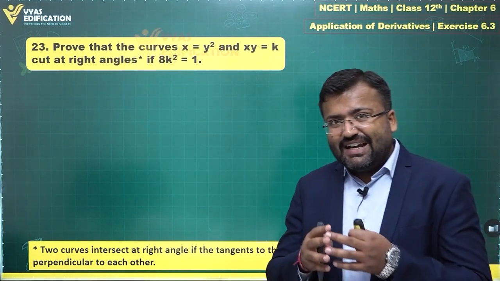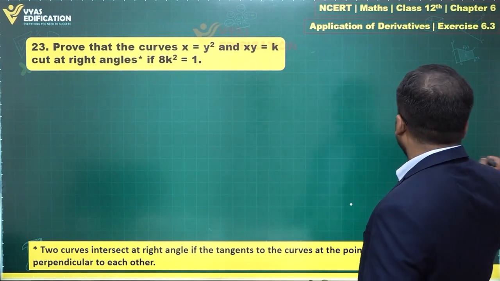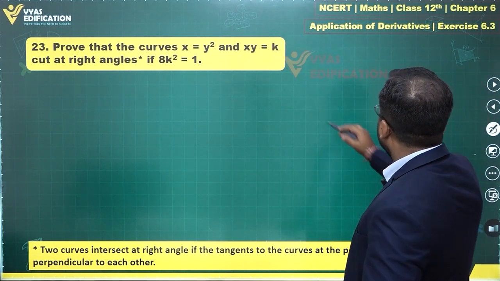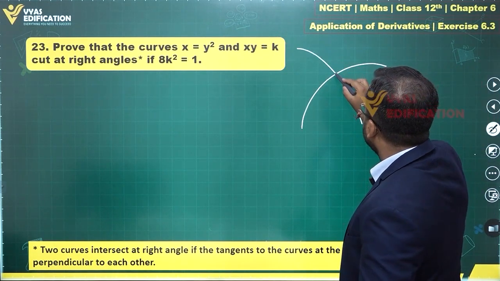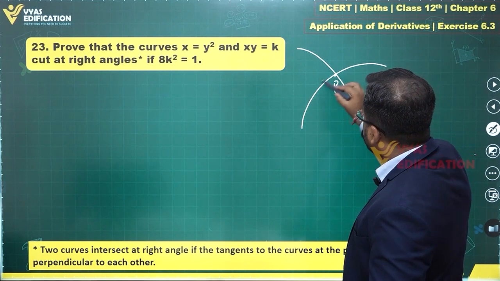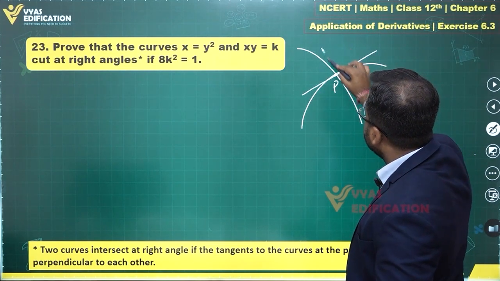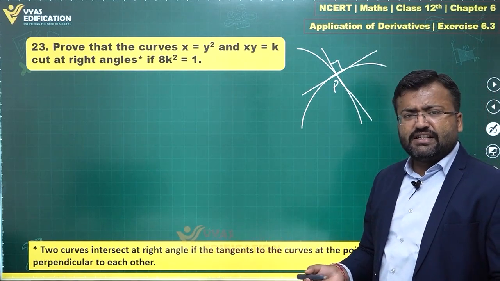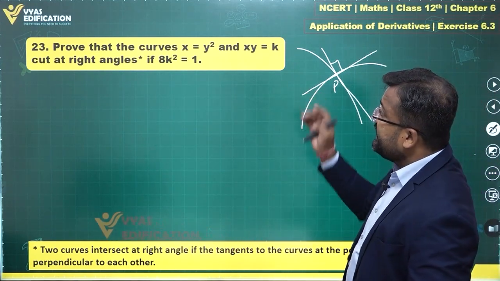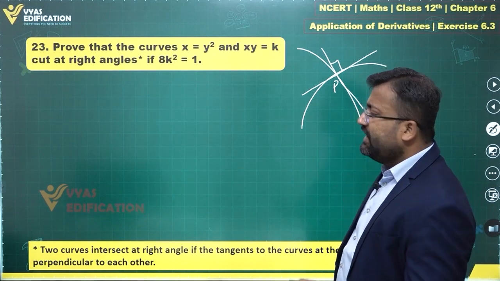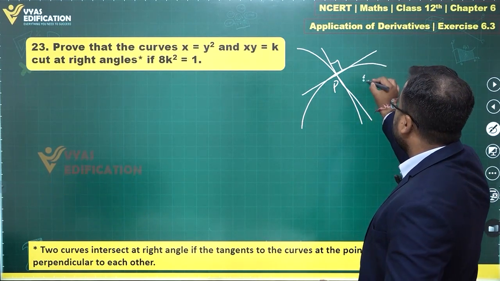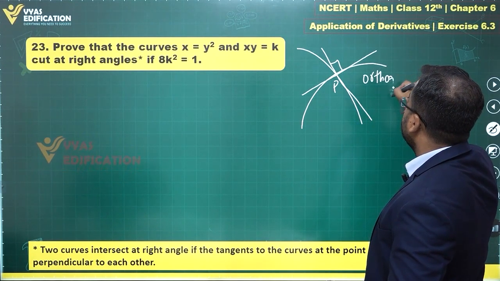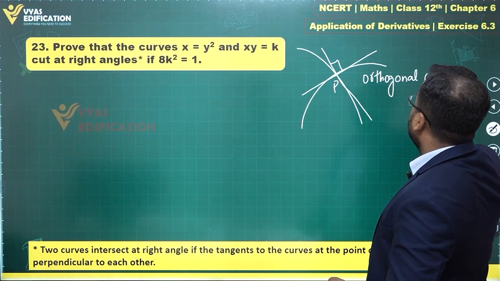It simply means that at the points of intersection, for example, if you have two curves intersecting at some point P, then the tangent to the first curve and the tangent to the second curve at the point P must be at right angles. That's the meaning of intersection at right angles, cut at right angles, right? These are also called orthogonal. Cutting at right angles will also be orthogonal curves.